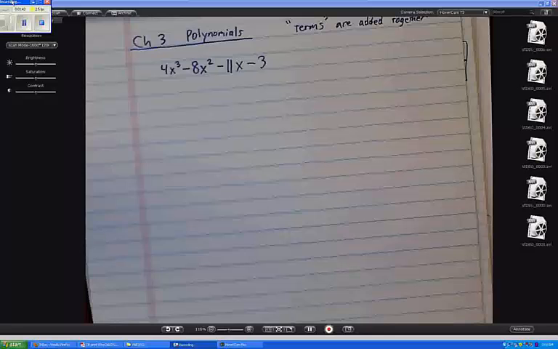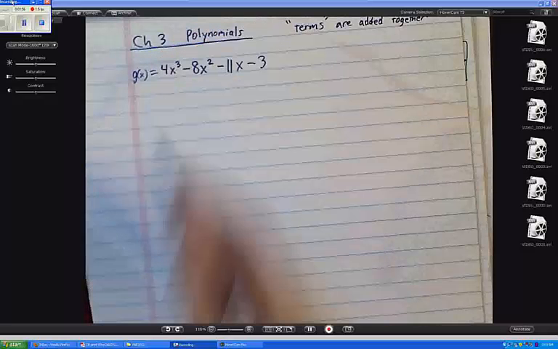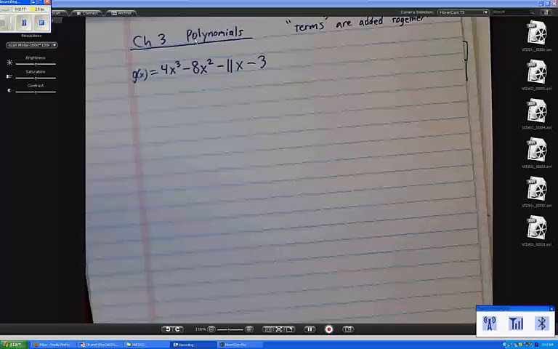And so I can think of this as an object in an algebra class, but now what I want to do is think of it as a function. That's kind of new. So I'm going to call this function g of x. g of x is 4x cubed minus 8x squared minus 11x minus 3. If I said to you guys, I want to graph that, what would you tell me? You should say, how would I graph it? I'll tell you how I'm going to graph it.